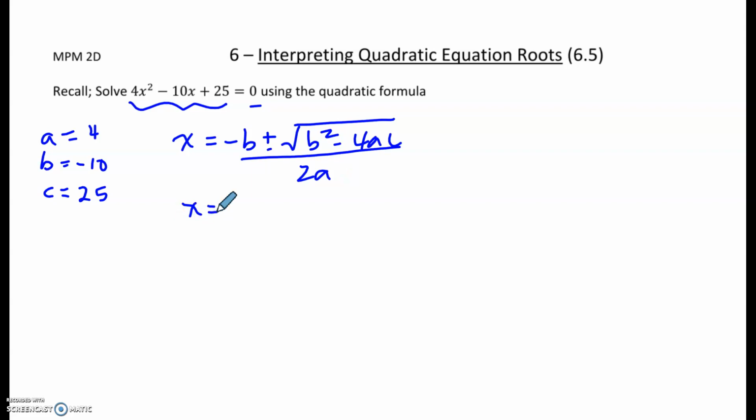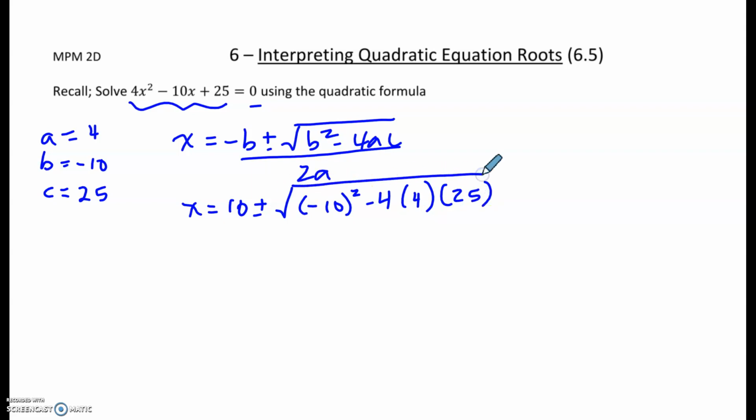So x will equal -b, and my b is negative, so two negatives would make a +10, plus or minus the square root of -10 squared minus 4 times 4 times 25. And then in the denominator, it's 2 times 4.